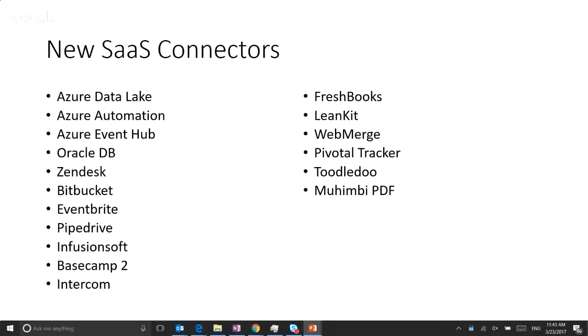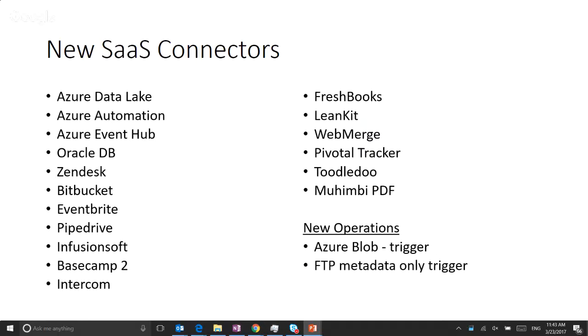But the list isn't done yet, because not only do we have new connectors, we have new operations on connectors. One that we're really excited about, Azure Blob Trigger. So now you can trigger off of a new blob entry going into your container. FTP metadata only triggers. This was really helpful when, for example, you had really big files in FTP, now you can just look at the metadata and then react to it. You can do more interesting claim check scenarios, etc., or decide whether you want to actually read the message or not based on the metadata that's in there.